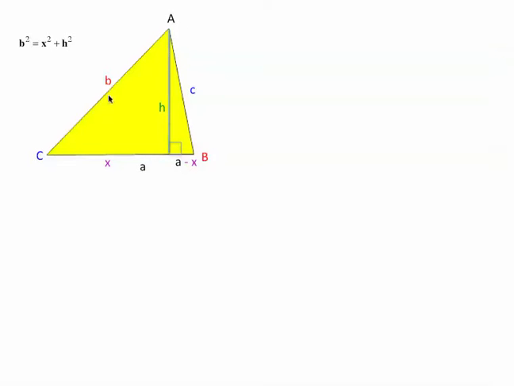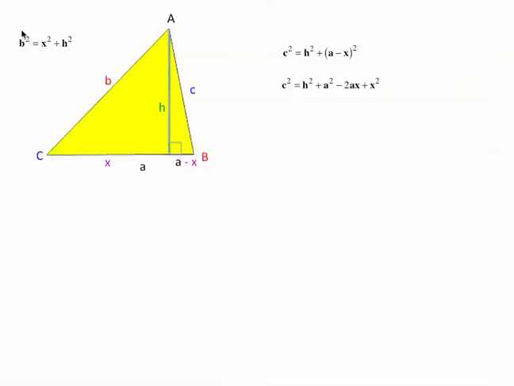We have b squared is equal to x squared plus h squared. Over here we have c squared is equal to h squared plus a minus x squared. Then we square the a minus x. So first term squared minus 2 times the first times the last plus the last term squared. Minus because that's minus. So we get c squared is equal to h squared plus a squared minus 2ax plus x squared.